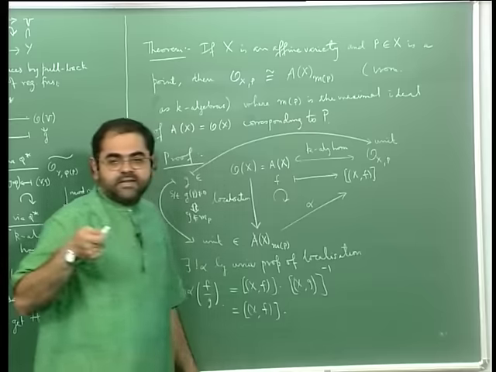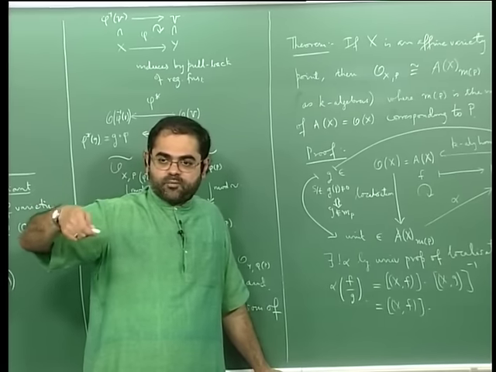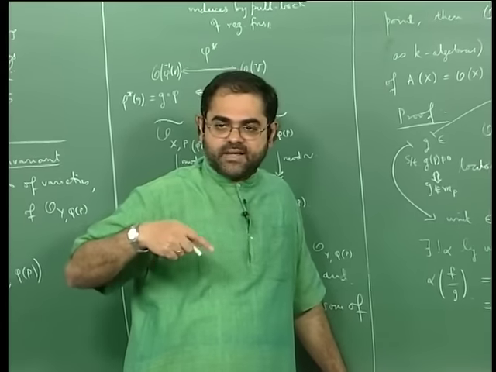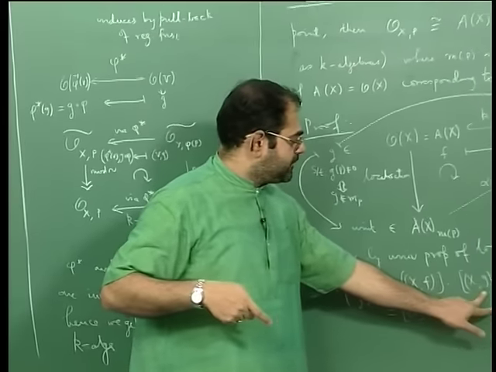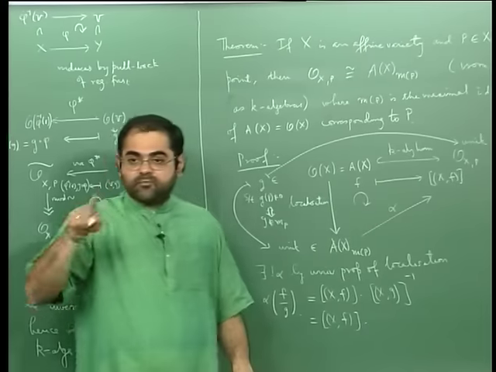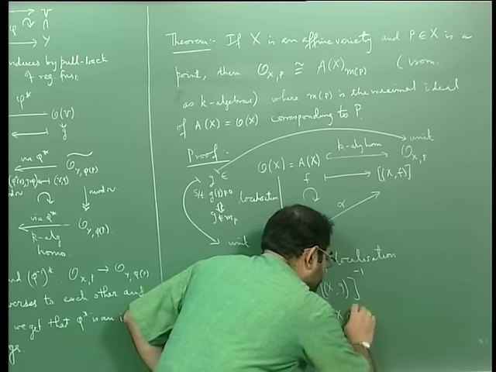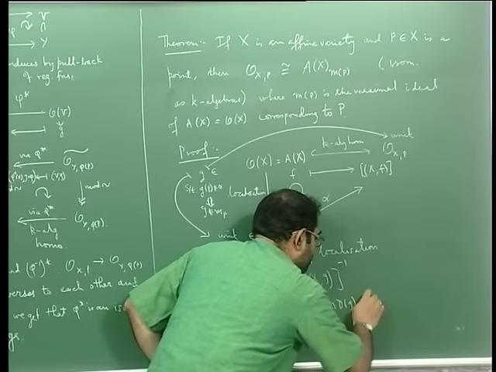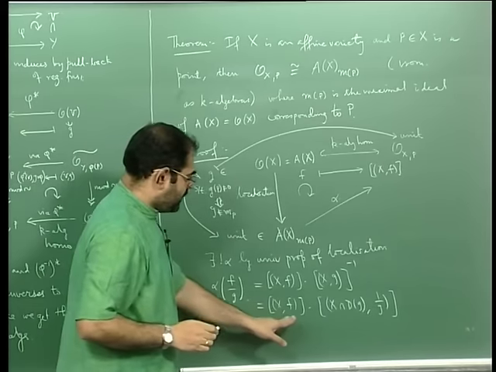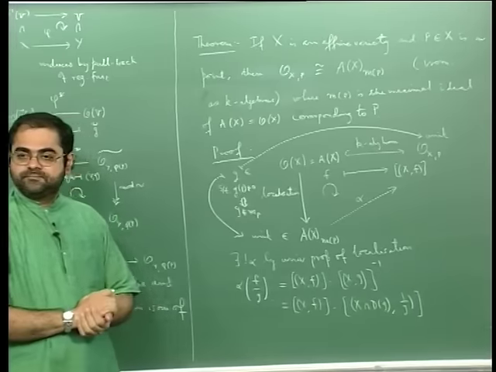I mean g doesn't vanish at the point p, so g will not vanish in a neighborhood of the point p, which means that D_g, the set of all points where g doesn't vanish inside X, will contain p and it will be an open set which contains p. And you can write 1 by g as a regular function on D_g, so this will be just X intersection D_g, comma 1 by g. This makes sense. So this is how the map is defined.